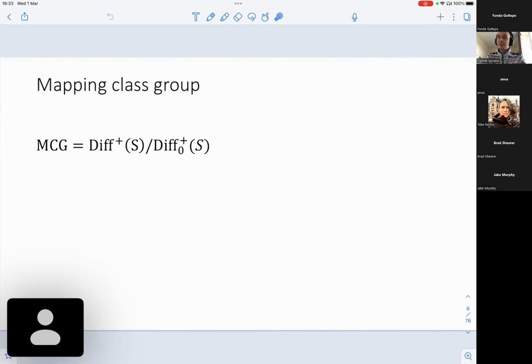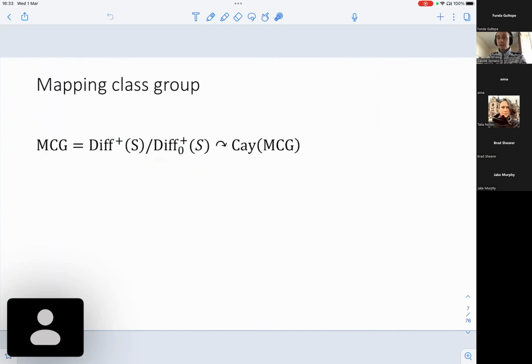The first one is the mapping class group. Very briefly, let me recall that the mapping class group is: you take a surface S, and just to be safe, let's say that S is closed, orientable of genus at least 2. The mapping class group is defined as the orientation preserving diffeomorphisms of the surface modulo the orientation preserving diffeomorphisms which are in the identity component, or that are isotopic to the identity.